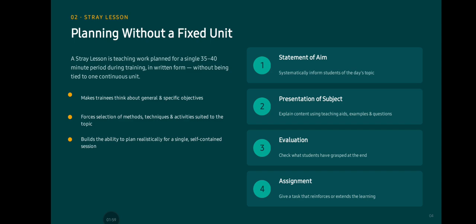Next is stray lesson. Planning without a fixed unit. A stray lesson is teaching work planned for a single 35-40 minutes period during training in written form without being tied to one continuous unit. Makes trainees think about general and specific objectives. Forces selection of methods, techniques, and activities suited to the topic. Builds the ability to plan realistically for a single self-contained session.